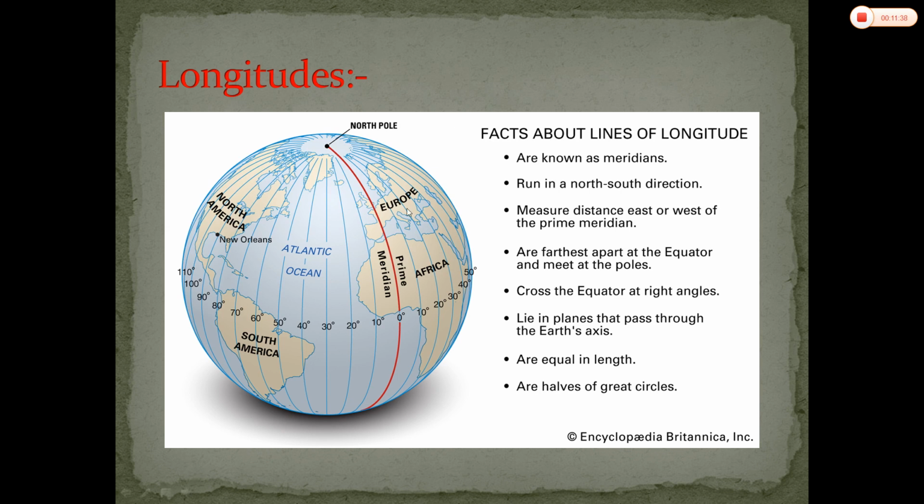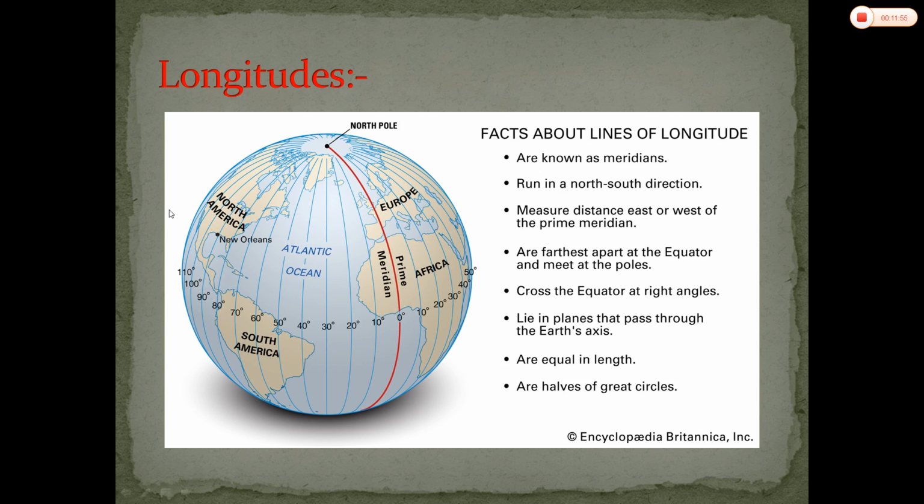So, as you can see, all these vertical lines on these globes are called the longitudes. These longitudes are basically semicircles. These are not complete circles.